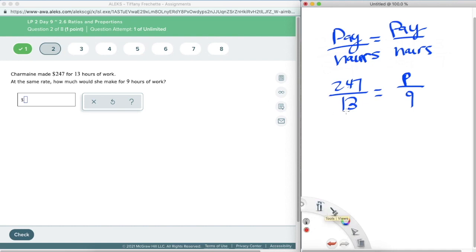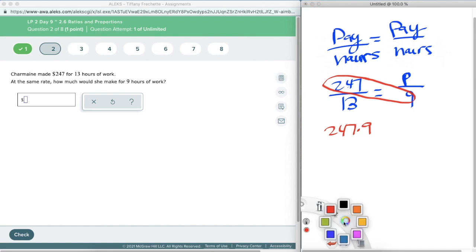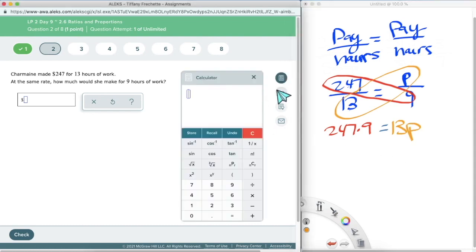So I can go like this, 247 times 9. And they did give us a calculator on this one, so I'll come over there in just a minute. Equals, and then we're going to cross multiply the other way here, like this. 13 times P is just 13P. So I do want to do my calculation here, 247 times 9. All right.